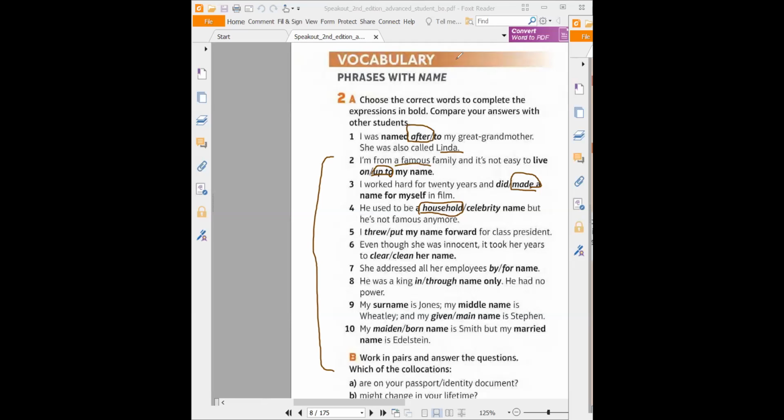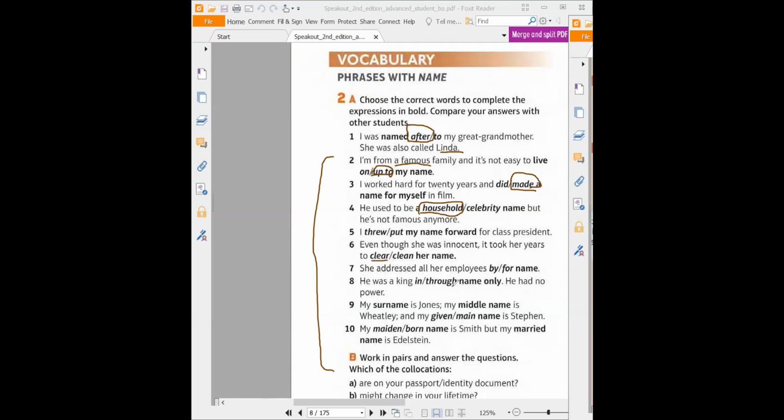Right. Number 6, who wants to do it? No, I will do it. Okay, yes, go ahead. Even though she was innocent, it took her years to clear her name. That's correct. When they cleared their names, that means they're cleaning their criminal record or something.